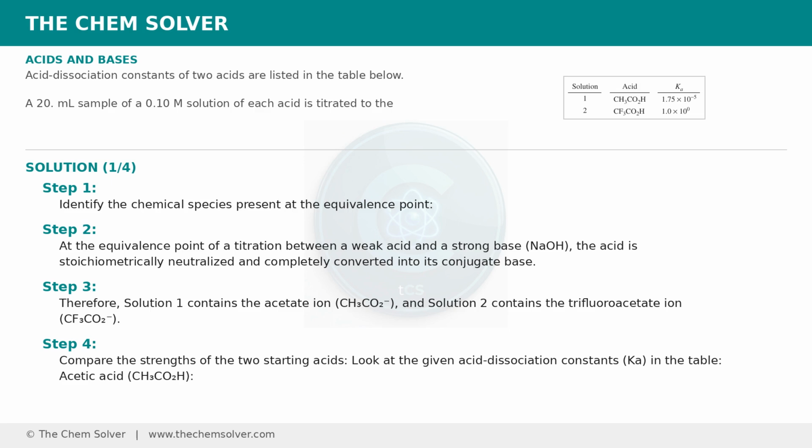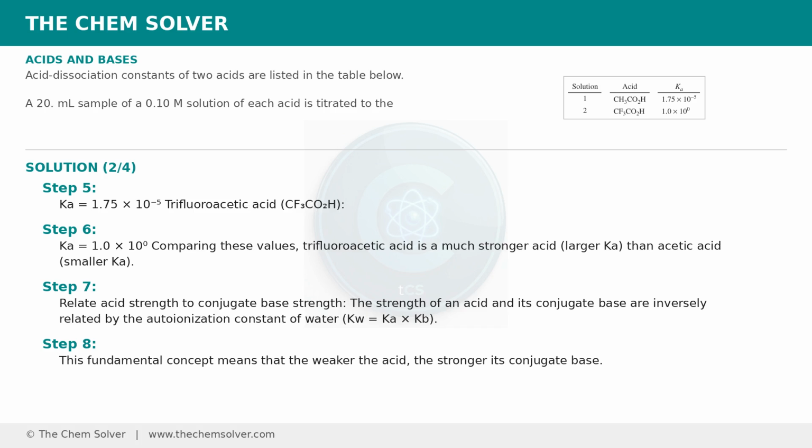Compare the strengths of the two starting acids. Look at the given acid dissociation constants, Ka, in the table. Acetic acid, CH3CO2H, Ka equals 1.75 times 10 to the power minus 5. Trifluoroacetic acid, CF3CO2H, Ka equals 1.0 times 10 to the power 0. Comparing these values, trifluoroacetic acid is a much stronger acid, larger Ka, than acetic acid, smaller Ka.